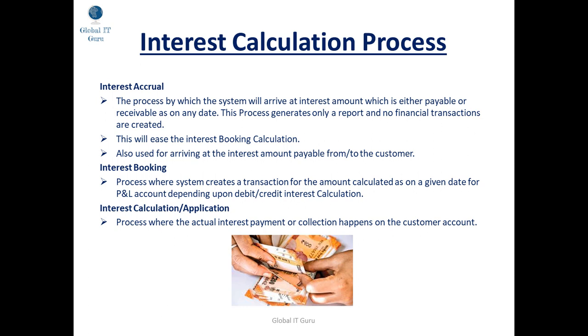Coming to the interest calculation and application part, this is the process where the actual interest amount collection happens on the customer account. So in this scenario of interest application, the customer is involved. Either the customer has to pay the interest or the bank has to pay the customer. So these two things will happen. In the first scenario, the bank will receive interest from the customer, and in the second scenario, the customer receives interest from the bank. So this is the main part of the interest calculation process. We always remember interest accrual, interest booking, and interest application.